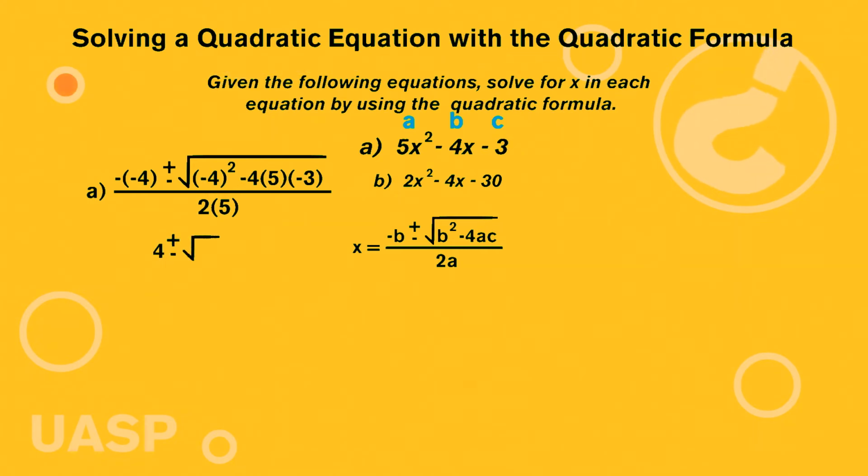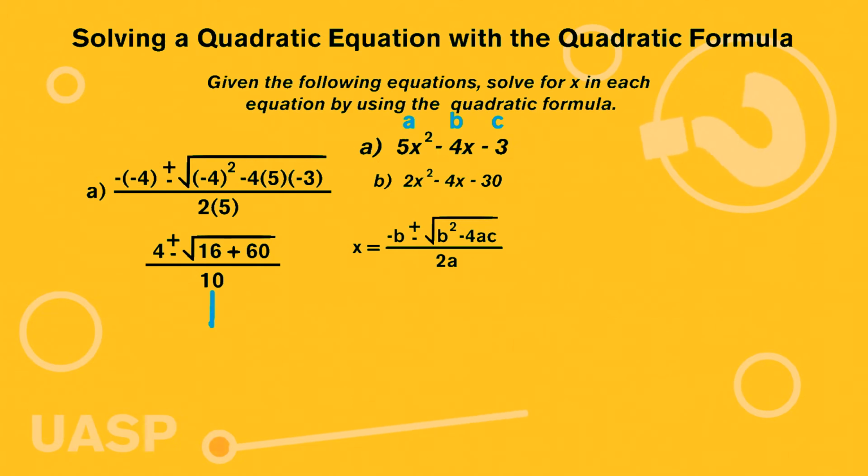When we write it out, we have positive 4 plus or minus the square root of negative 4 squared, which is 16, minus 4 times 5, which is 20, times 3, which is 60. But we have the negatives, so we technically had negative 20 times negative 3, which gives us plus 60, all over 10. From here we can reduce the inside a little more. So we have 4 plus or minus the square root of 76, all over 10, and that's our answer.